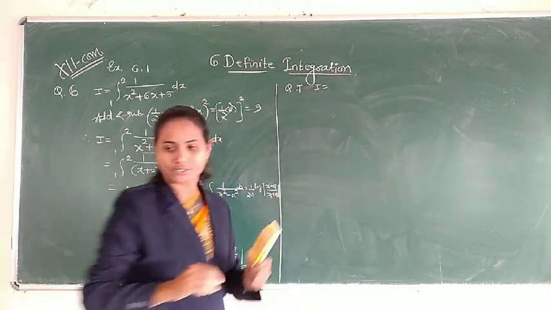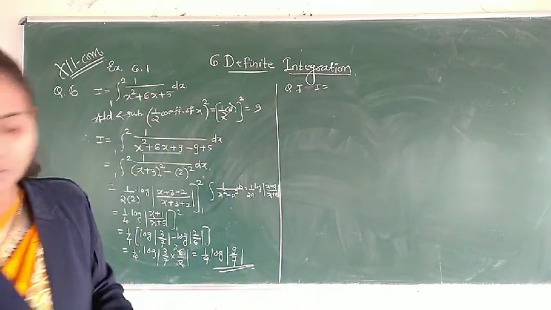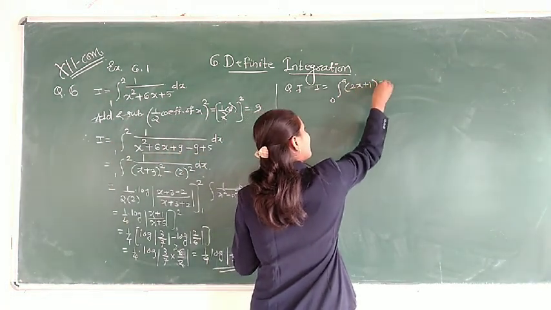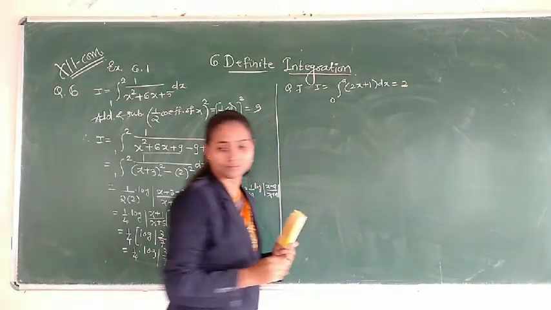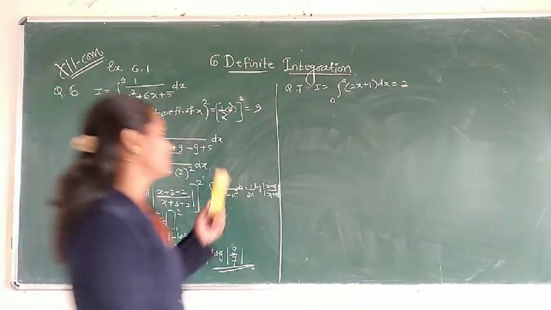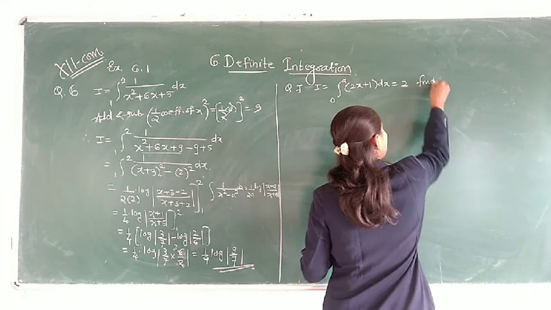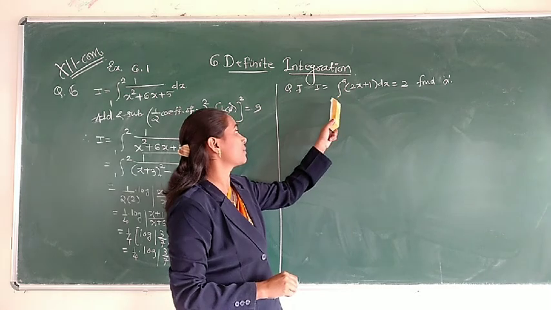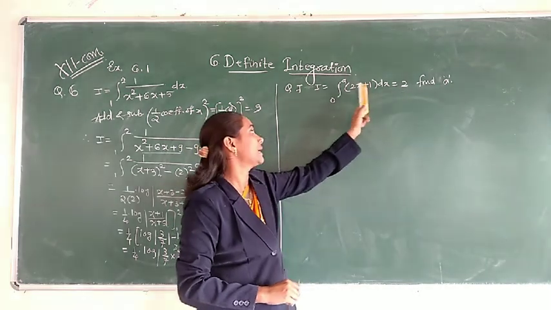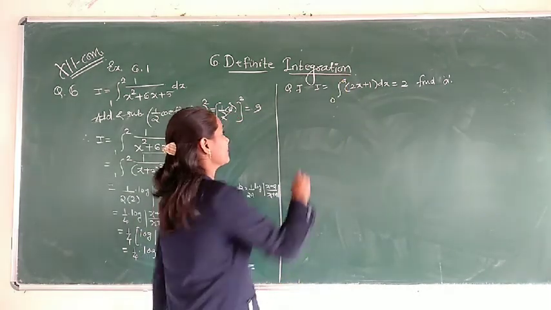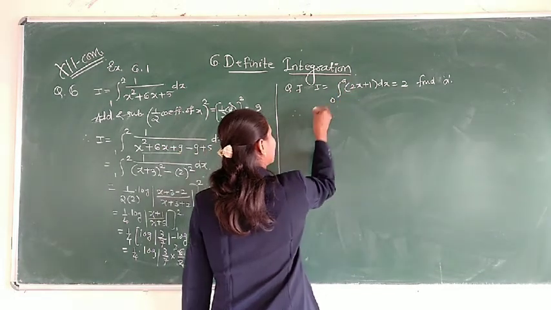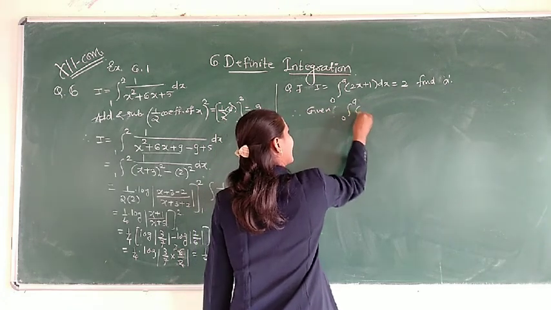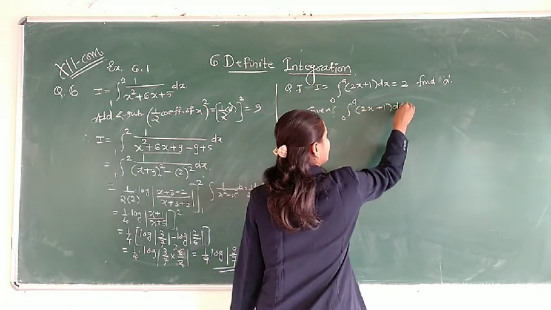I is equal to integration 0 to a of 2x plus 1 dx is equal to 2. Then find the value of a, the upper limit. Here we have been given the integration of this function on the limits of integration 0 to a is equal to 2, and hence we have to find the upper limit a. So using our formula, take the given integration, 0 to a of 2x plus 1 dx is equal to 2.